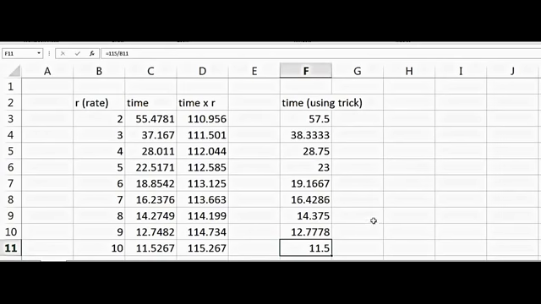So if you use this trick, we don't get the exact number, but we get an approximation for the time it should take, and that could be very handy when you are thinking about different investments, and you want to get a quick sense, or want to get quick numbers in your mind.